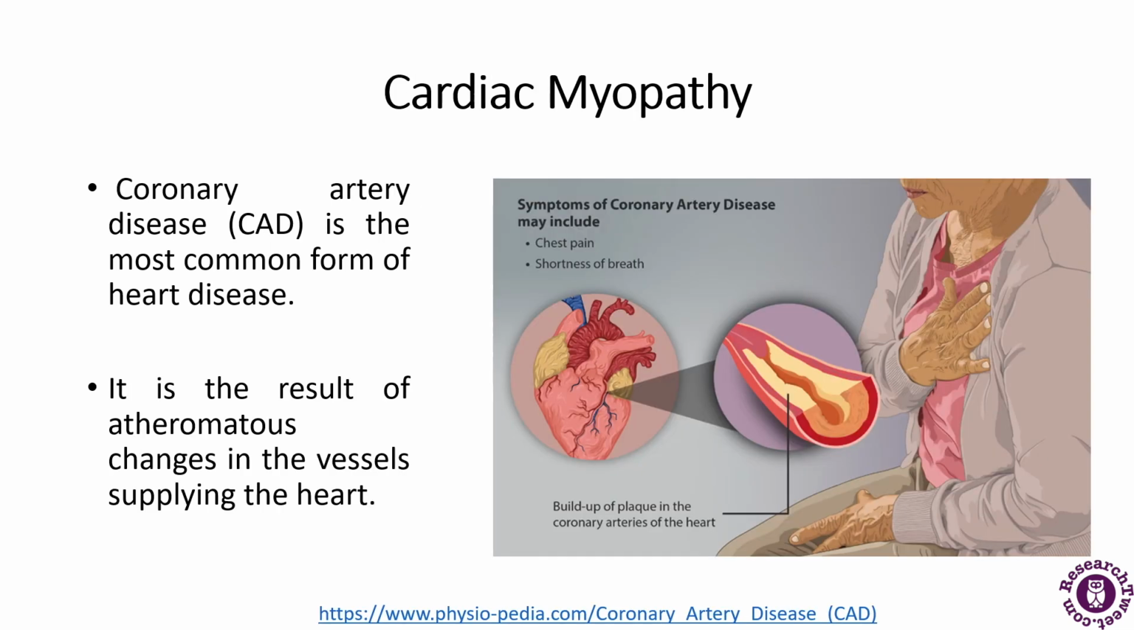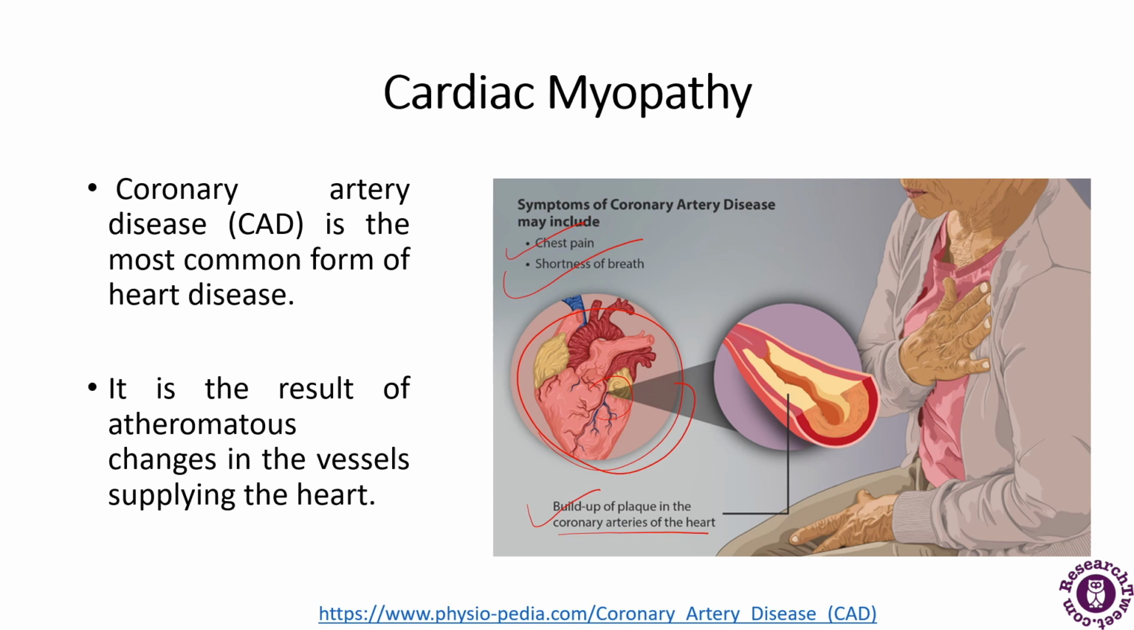Now comes the cardiac myopathy, which is also called coronary heart disease or coronary artery disease. It is the most common form of heart disease. Some of the symptoms are depicted here. There can be chest pain, there can be shortness of breath. This is a diagram of a heart showing the arteries, with a buildup of plaque in the coronary arteries of the heart. That may lead to coronary artery disease.